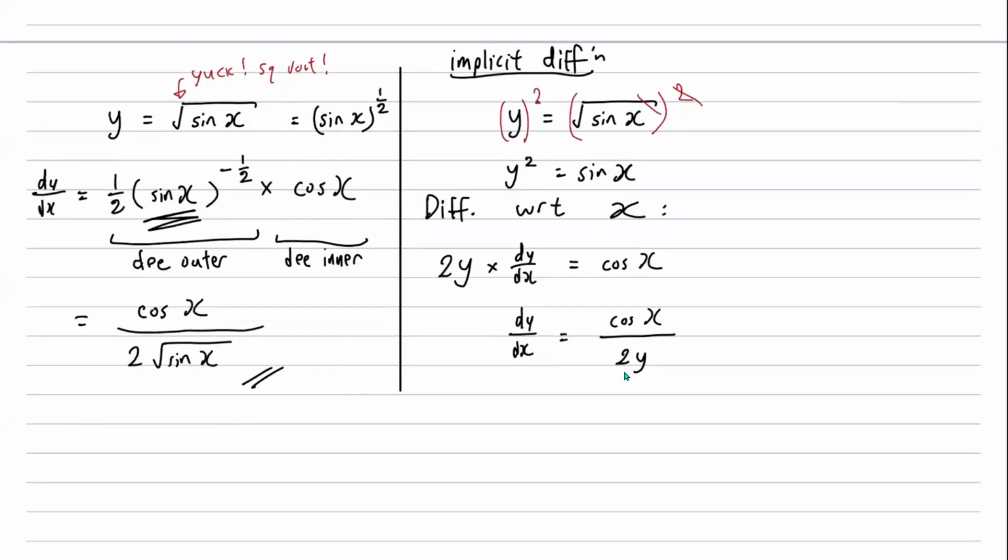But wait a minute, what was y in the first place? Y is square root sine x. So you can just sub it in. So cos x on top, 2 times root sine x below. Done. Okay, arguably more steps. Arguably more steps. Let me try and convince you that this is the correct way to do it.